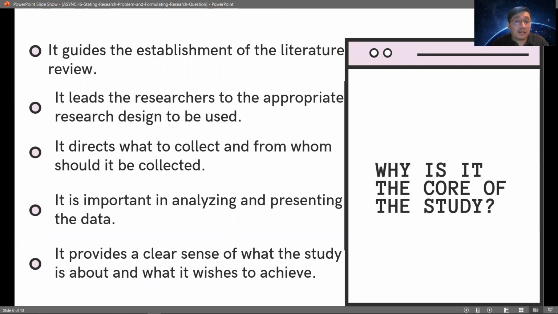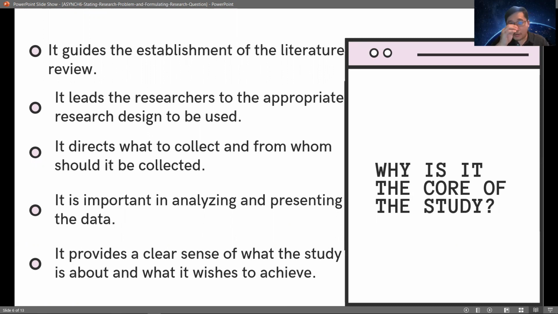When you start constructing your literature review, you don't just look for any citation or any reference about your study. You have to go back and consult your research questions because they will serve as the guide on what citations to look for in your literature review. Another one is the research questions also lead the researchers to the appropriate research design to be used.